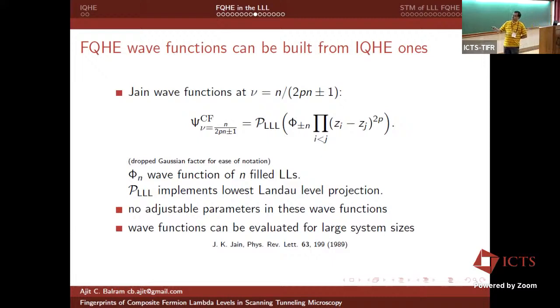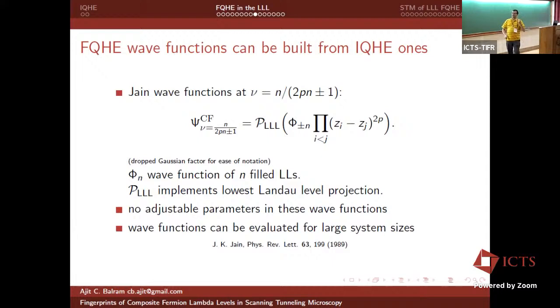Another important thing is that these wave functions can be evaluated for very large system sizes. So that looks a bit puzzling because usually if you have to do something like projection to the lowest Landau level, you have to expand the state in all Landau levels and then retain the part in the lowest Landau level. And that's really hard to do because the Fock space of Landau levels increases very quickly. The Hilbert space grows exponentially. So then doing this expansion is hard.